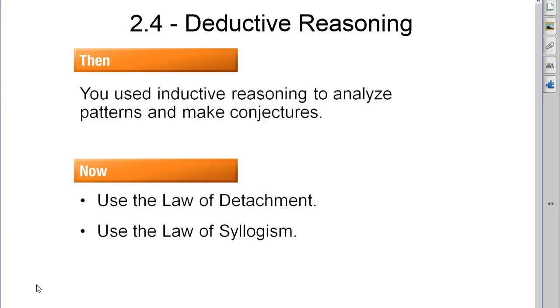Okay, so I'm just going to talk through a few examples from section 2.4 we did in class. So, yeah, if you missed class or something like that, or if you just needed some more examples to help you out because it didn't make sense and you're reviewing for the test or quiz. So here we go, deductive reasoning.